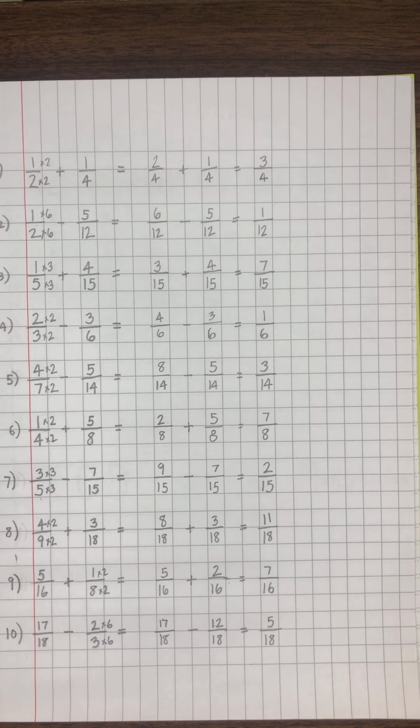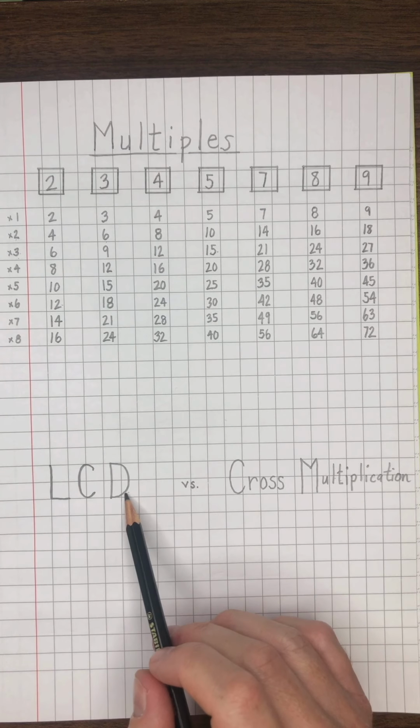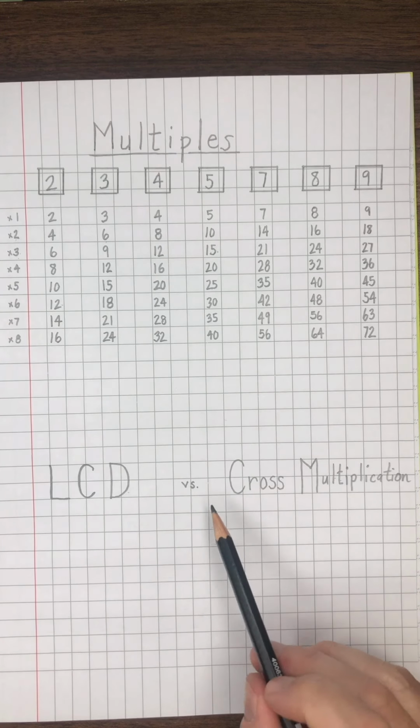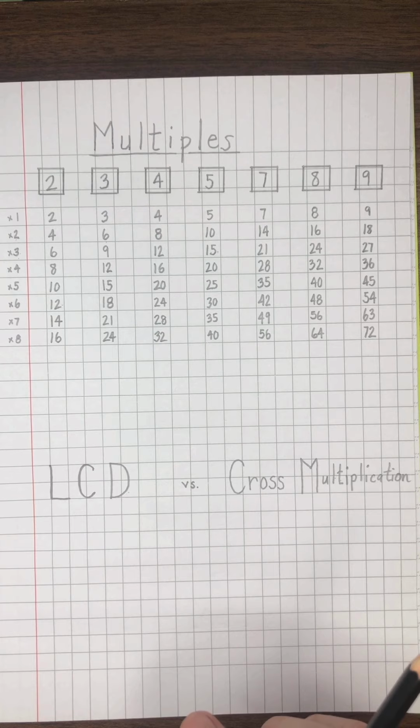So there you have it. Subtracting unlike fractions. You can find the lowest common denominator. If you recognize a multiple, you can do that straight away. If not, you can always cross multiply any problem with unlike fractions.